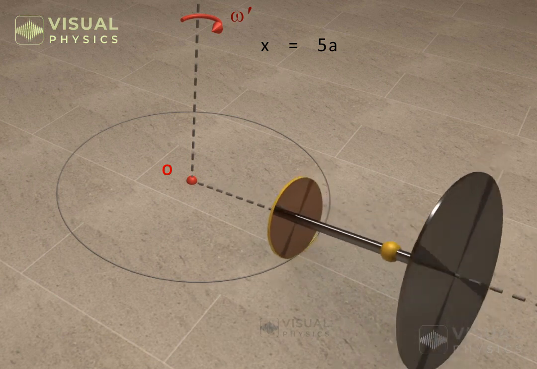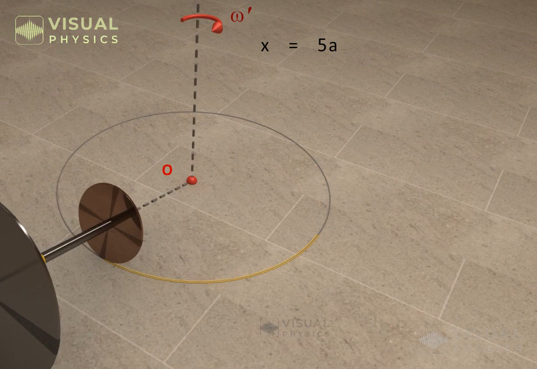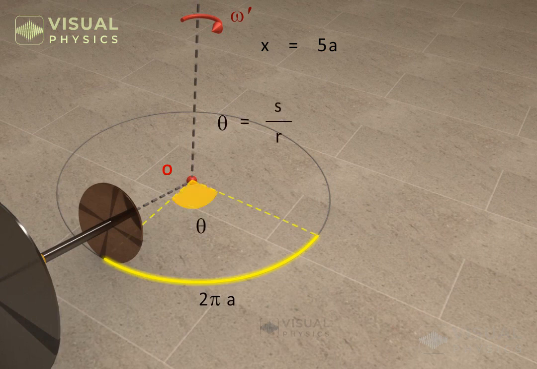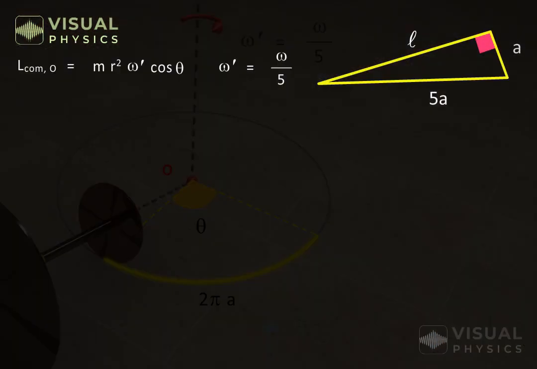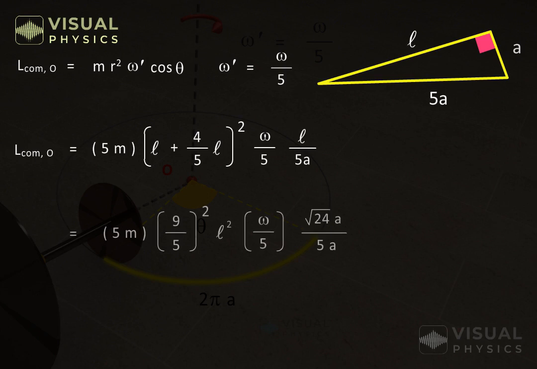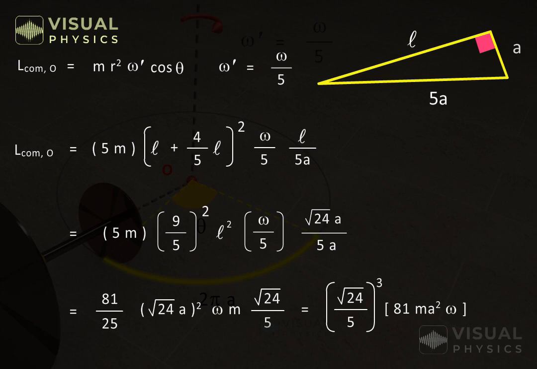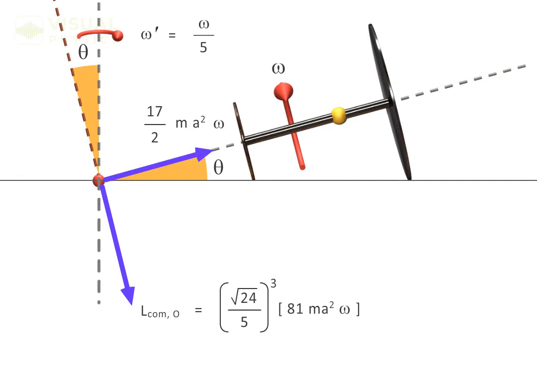Therefore, in the time this disk makes one full rotation, the length of path covered on this circle is equal to 2 pi into a. Therefore, this angle will be equal to this term. Therefore, the angular speed of the system will be equal to this term. Therefore, the angular momentum of the center of mass with respect to point O will be equal to this term. And it will be along this axis.